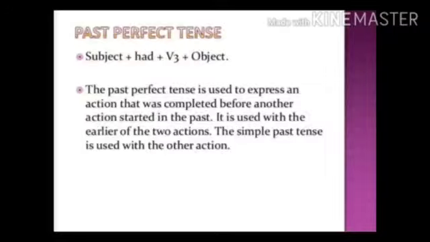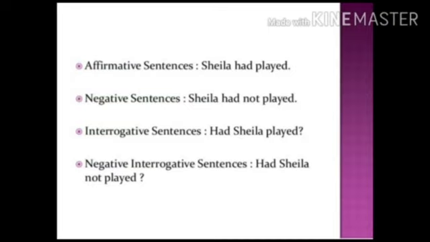And now let's move on to the affirmative. We can give an example like Prakash had played. Negative of it, Prakash had not played. Interrogation of it, had Prakash played? Negative interrogation sentence, had Prakash not played? So these are the four categories in which we can pose the examples.